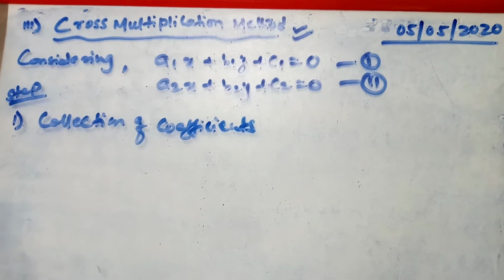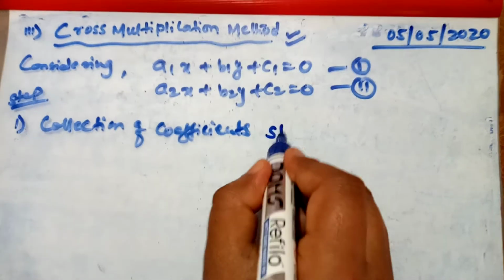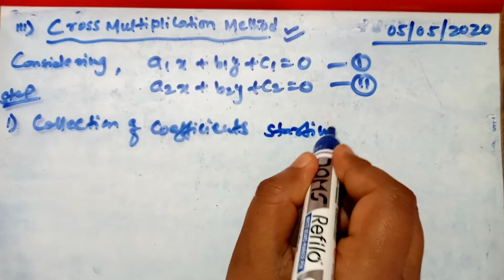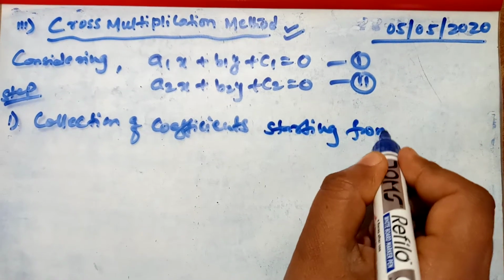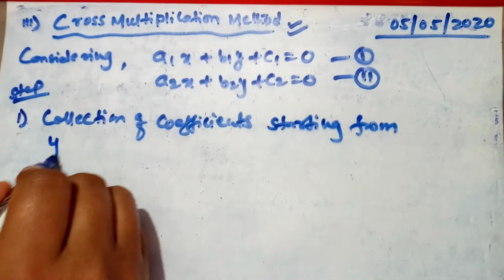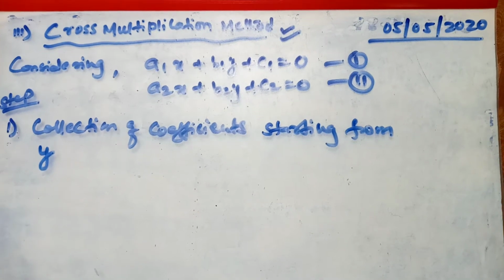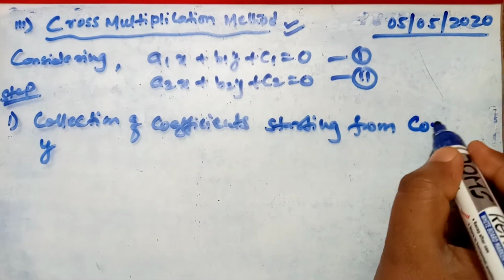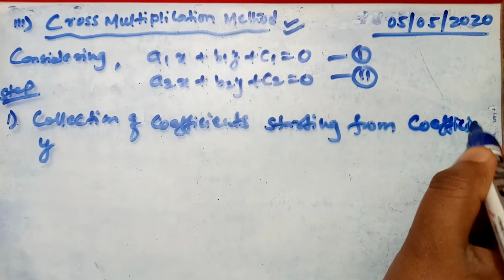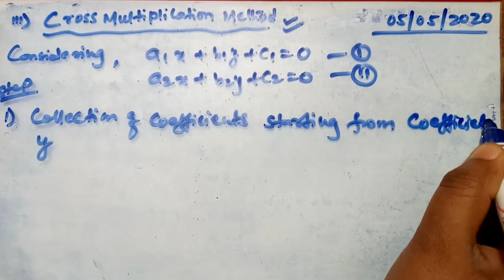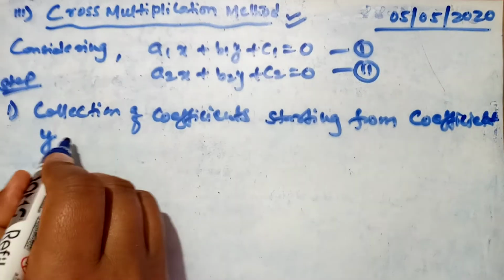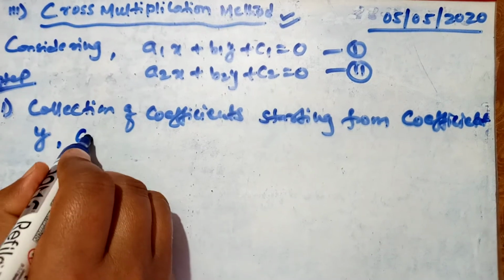We'll collect the coefficients starting from y, starting from the coefficient of y, followed by the constant, then x, then y.